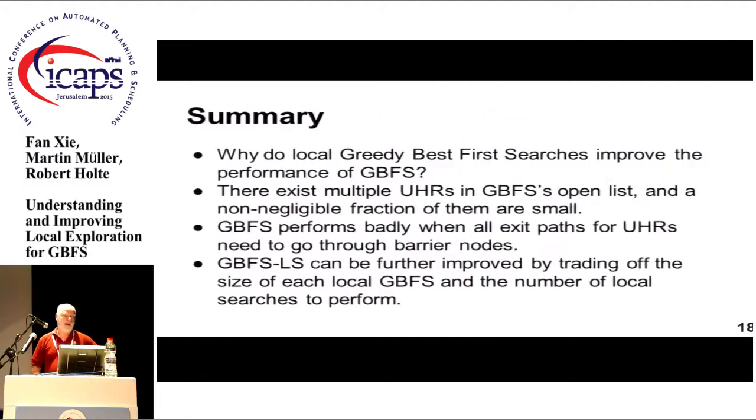So that's the end of it. I think I've pretty much hit my time here. The question we were asking is, why did the local searches improve a greedy best first search? The answer is that the plateaus and the local minima you run into with the global GBFS are actually made up of a whole bunch of UHRs. It's the union of them all, and some of them are small. A non-negligible fraction are small in many of the domains. And that's all I have to say.